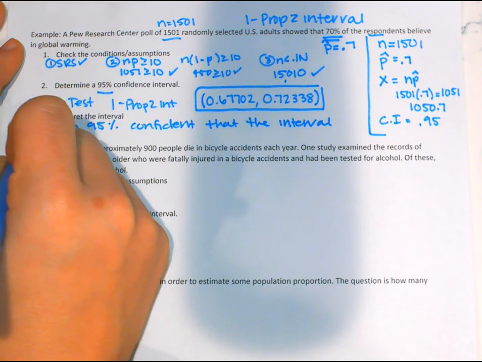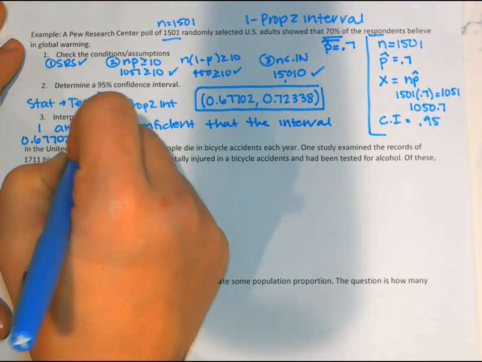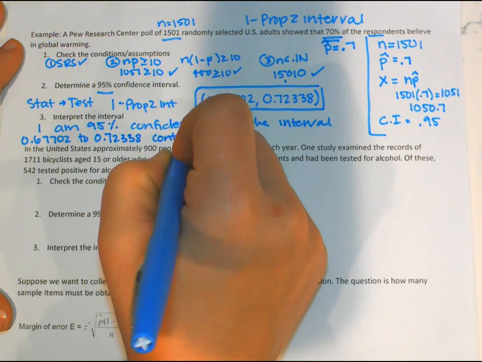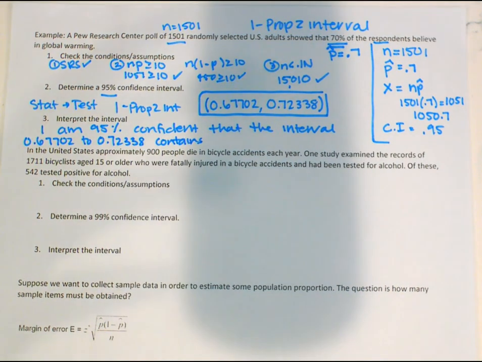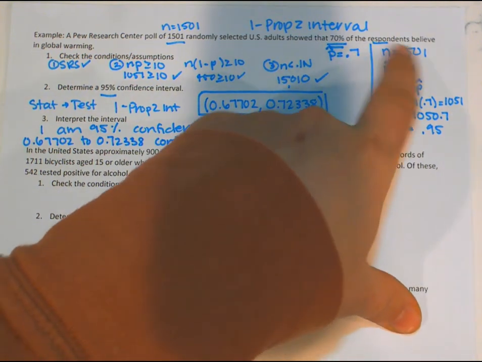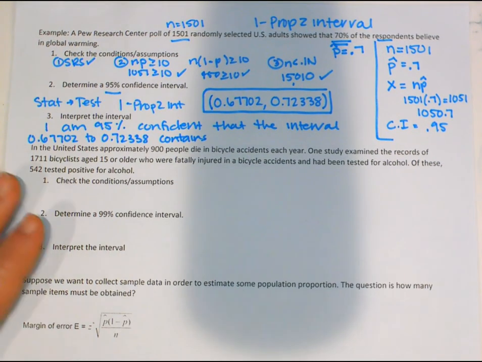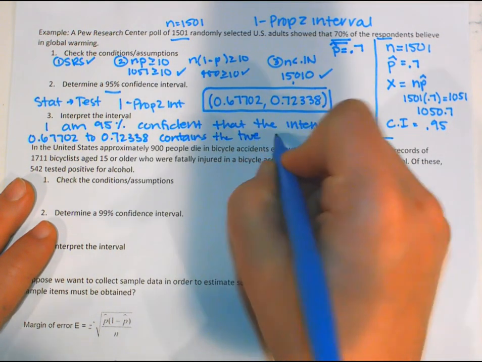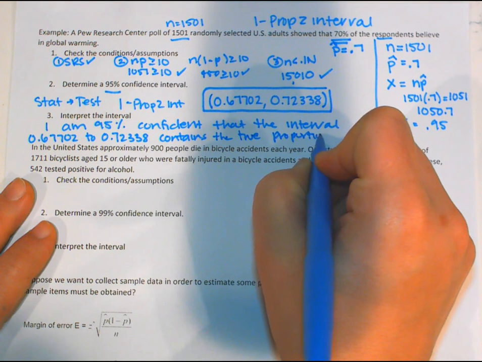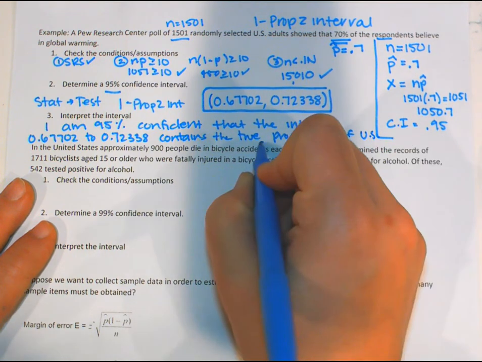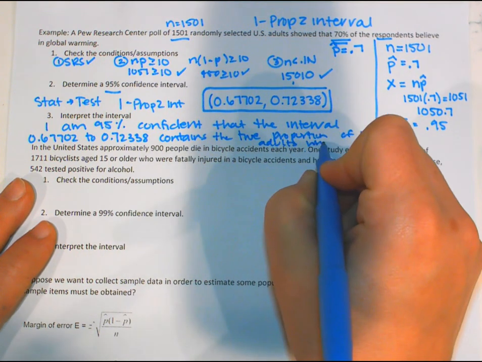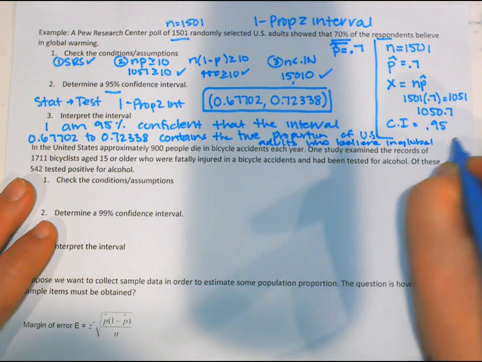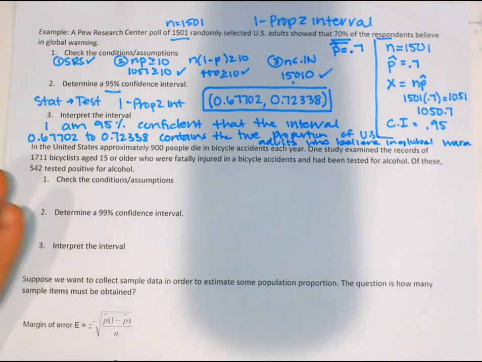So 0.67702 to 0.72338 contains, and then whatever our word problem is discussing. So 70% of respondents believed in global warming, contains the true proportion of US adults who believe in global warming. I ran out of room.